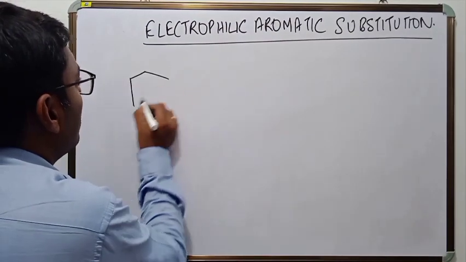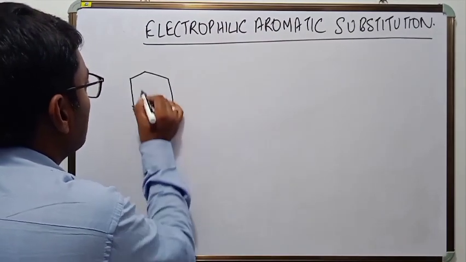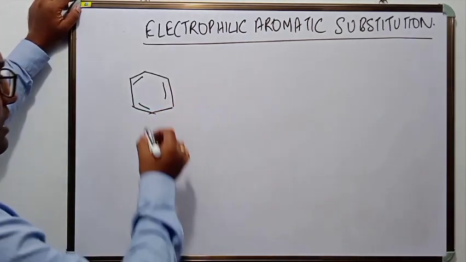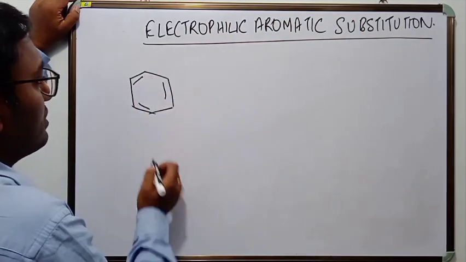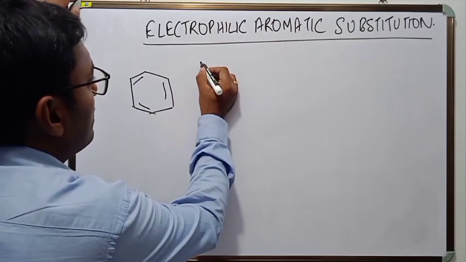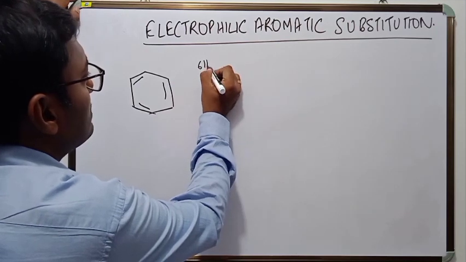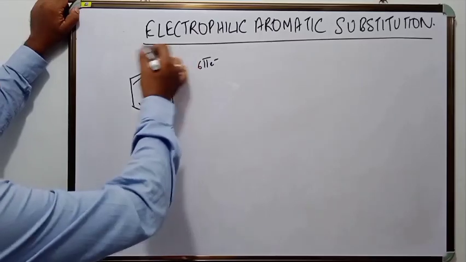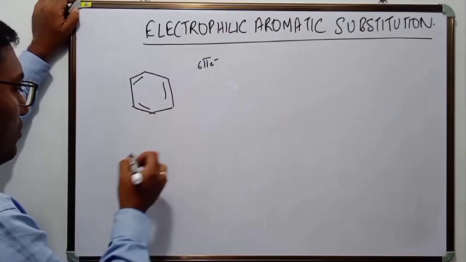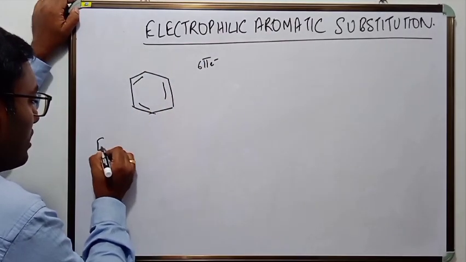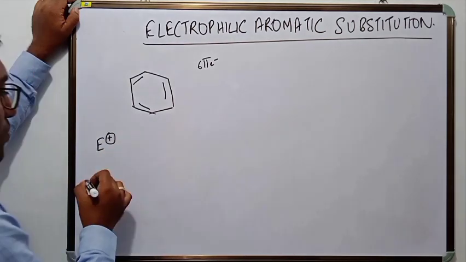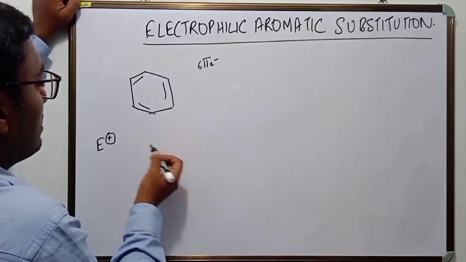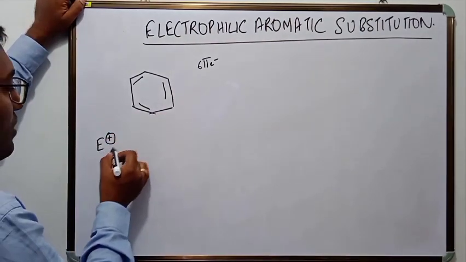So here we have the structure of benzene. As you can see, there are 3 double bonds in the benzene ring. 3 double bonds means that the benzene ring has 6 pi electrons. So it is an electron rich compound, an electron rich species. Now if you put an electrophile in this system, what would the electrophile tend to do? It would try to attack the benzene ring. So here I am putting an electrophile.